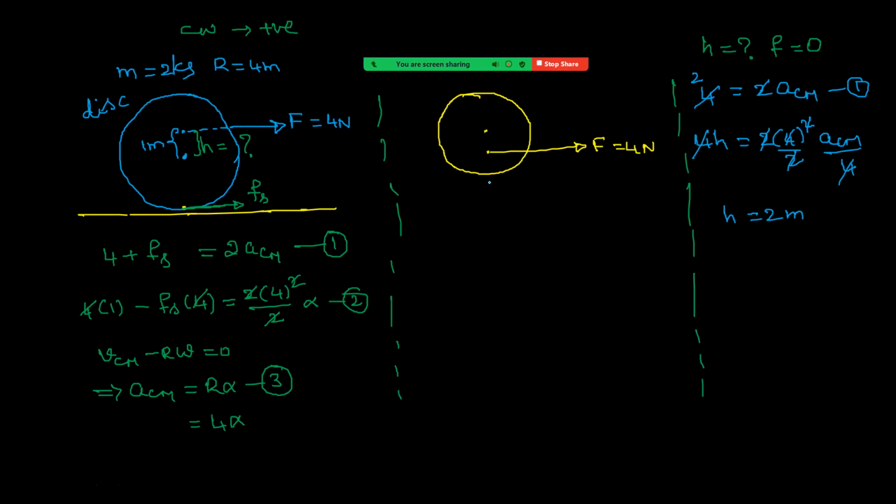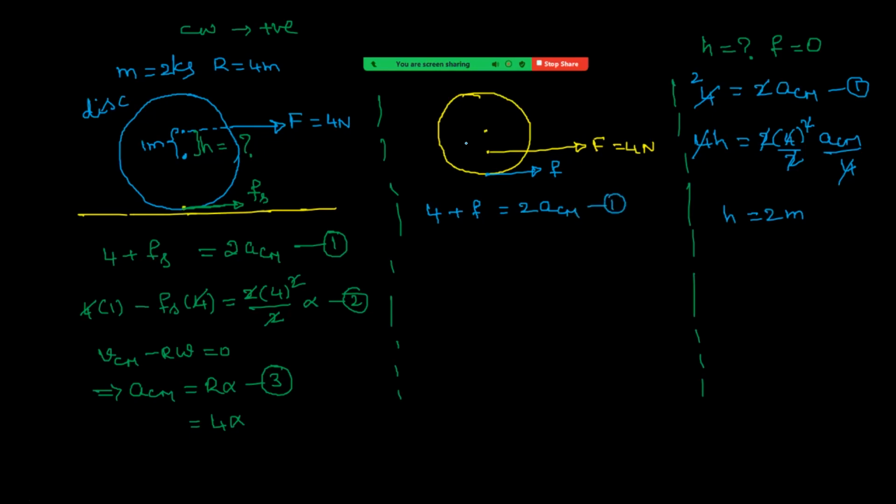We assume that the force is still acting on the right side, because we do not know in which direction the frictional force is acting. Assume that the frictional force is acting on the left side. So we can take the right side, no issues in that. Take it as F. So the first equation has no change: F, that is 4, plus frictional force equal to M into ACM.